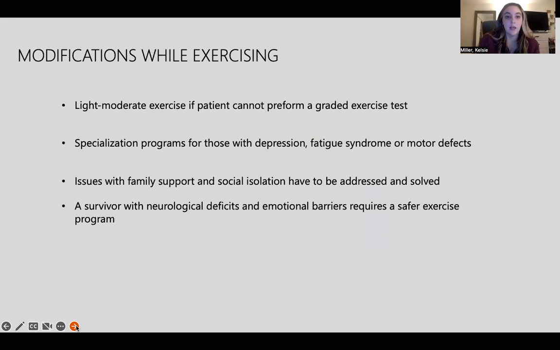Modifications while exercising: light to moderate exercise if the patient cannot perform their graded exercise test. Specialization programs for those with post-stroke depression, fatigue syndrome, or motor deficits, just so it helps them feel more comfortable with what they're doing. If there are any issues with family support and social isolation that the patient is having, they need to be addressed and solved. A survivor of a stroke with neurological deficits and emotional barriers requires a safer exercise program.